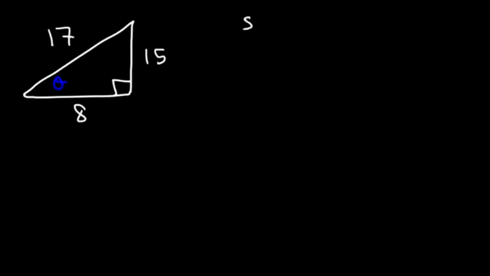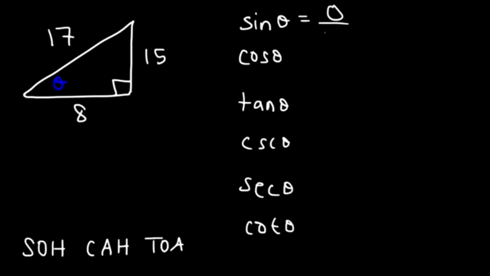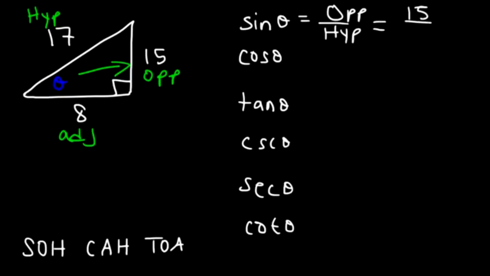So now, go ahead and find the value of sine theta, cosine theta, tangent theta, and then cosecant theta, secant theta, and cotangent theta. So using SOH CAH TOA, we know that sine is equal to the opposite side divided by the hypotenuse. So let's label all the three sides. 17 is the hypotenuse, 8 is the adjacent side, and opposite to theta is 15. So opposite over hypotenuse, this is going to be 15 divided by 17. So that is the value of sine theta.